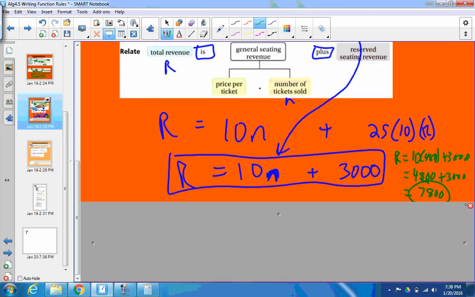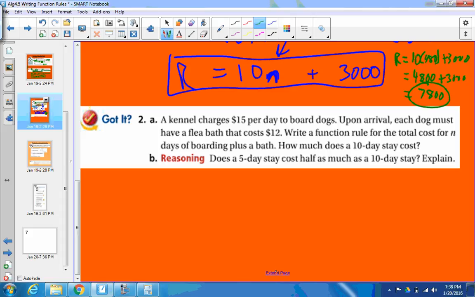All right, here's one problem for you to try. It says a kennel charges $15 per day to board dogs. So $15 per day. Per would probably be a times. To board dogs. Upon arrival, each dog must have a flea bath that costs $12. So we're going to have to pay $12 no matter what. Write a function rule for the total cost of n days of boarding plus a bath. So there's what we're trying to find, the total cost.